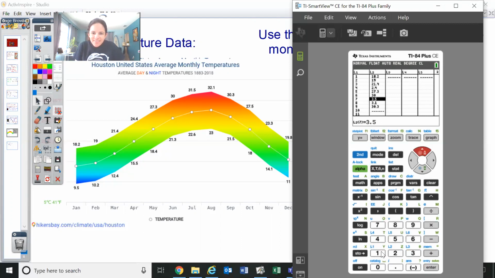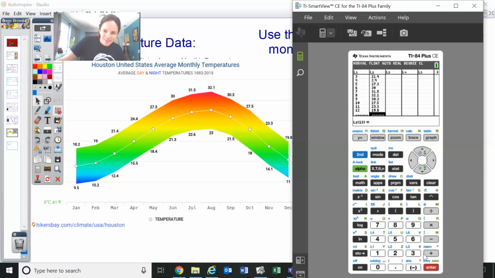Let me go back and fix those. Can't handle my typing speed. Okay, 27.5, 23.3, 19.8.